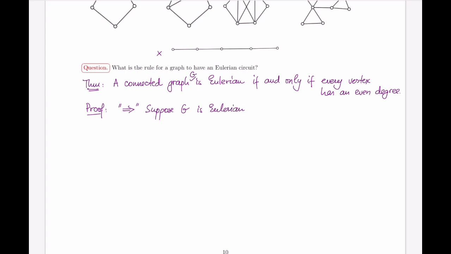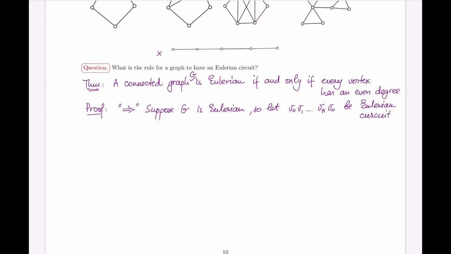Now, if it's Eulerian, it means it has an Euler circuit. So let's say my Euler circuit is going to be V0, V1, all the way to some Vk and back to V0. And this is my Eulerian circuit.